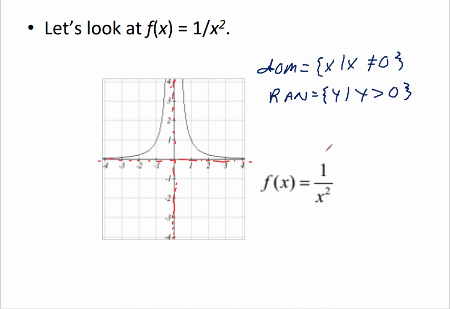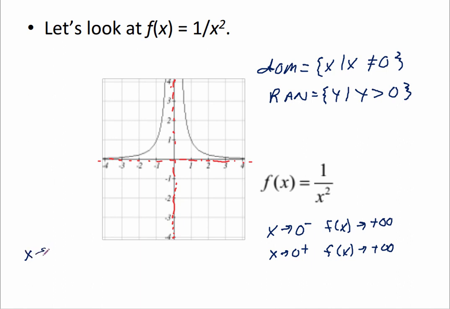What this tells us about the properties of our function is that as x approaches 0 from the negative side, f of x goes to positive infinity, and as x approaches 0 from the positive side, f of x goes to positive infinity. So no matter which side I come at it from, I'm going to positive infinity.